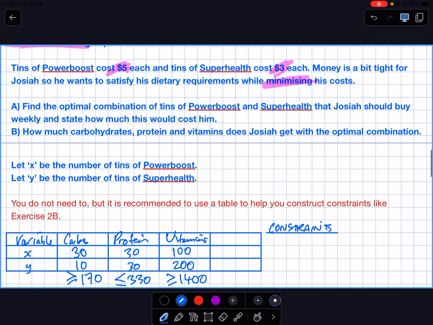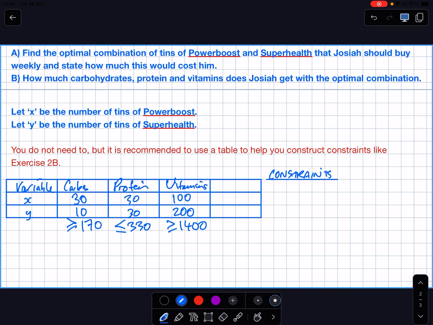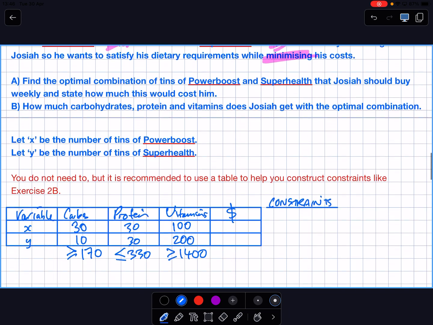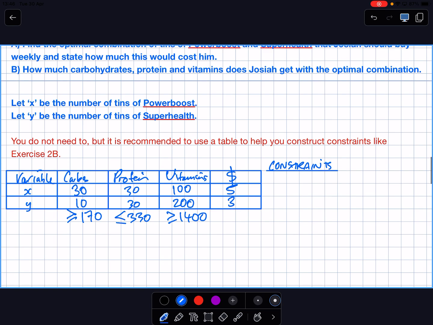There's one aspect of all that information I haven't put in. Have I chucked in dollars yet into the table? That's not a constraint though. That's what I'm trying to minimize. But we could chuck the dollars in here. What's the cost of a Power Boost? And what's the cost of a Super Health? 5 and 3. So hopefully you see here why I recommend a table, because those are my constraints right there, written out nice and neat.